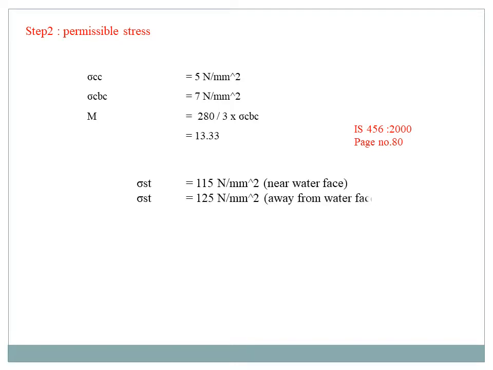So sigma st is 115 Newton per mm square for the near water face and sigma st is 125 Newton per mm square for the away water face. So this sigma st is used in all the steps based on the face of the water. Near water face you take 115, away water face you take 125. Then Q is equal to 1.41 and J is equal to 0.84. We take these as assumed values.